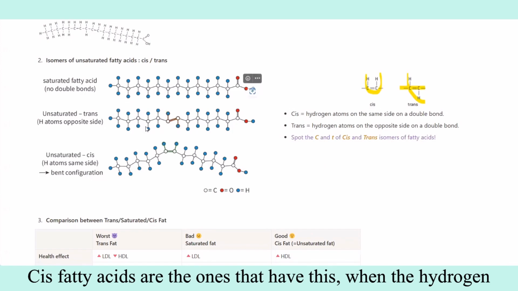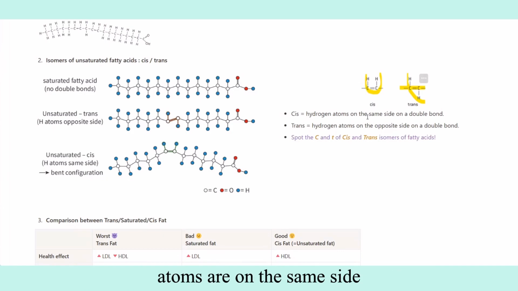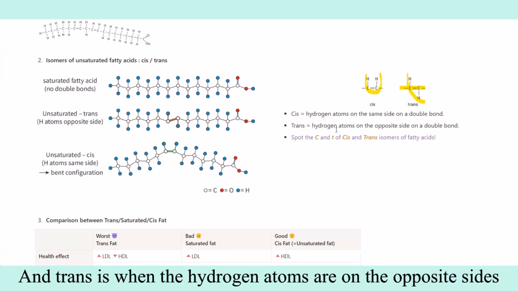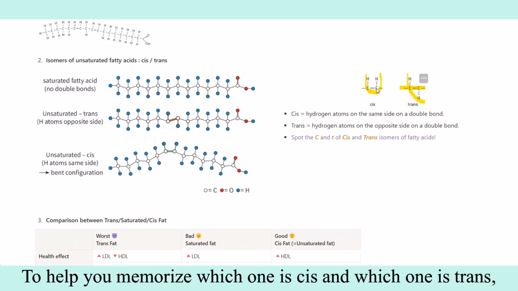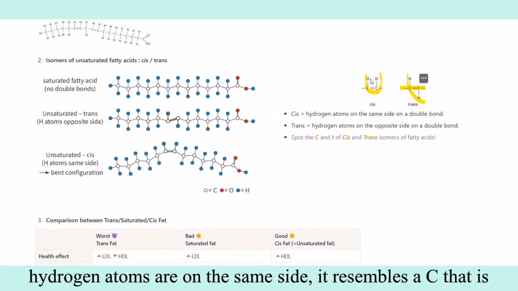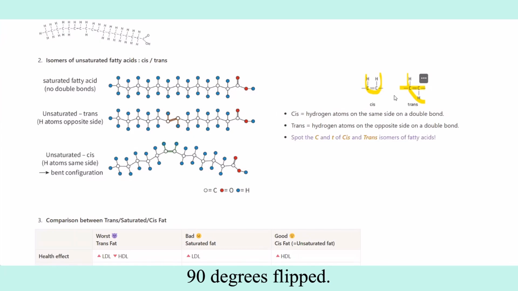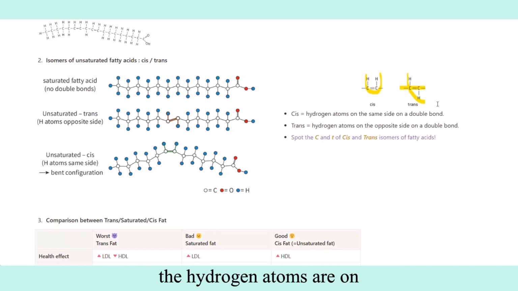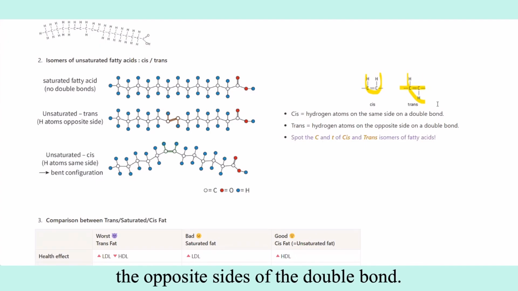Now, there are isomers of unsaturated fatty acids, which are cis and trans. Cis fatty acids are the ones that have the hydrogen atoms on the same side of the carbon-carbon double bond. And trans is when the hydrogen atoms are on the opposite sides of the double bond. To help you memorize which one is cis and which one is trans, you can see how when the hydrogen atoms are on the same side, it resembles a C that is 90 degrees flipped. In the case of trans, you can see the T that is present when the hydrogen atoms are on the opposite sides of the double bond.